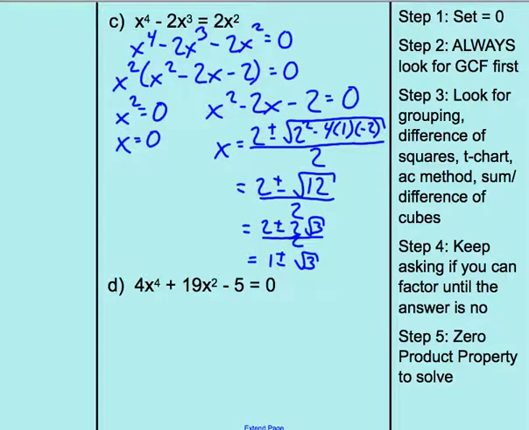So I've got 3 answers on this one. x equals 0, x equals 1 plus the square root of 3, and x equals 1 minus the square root of 3. Those would be our 3 solutions to our equation.